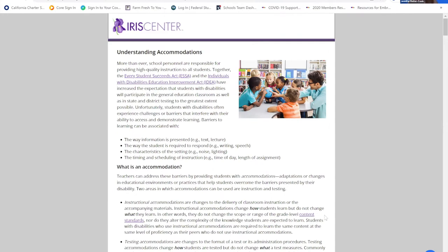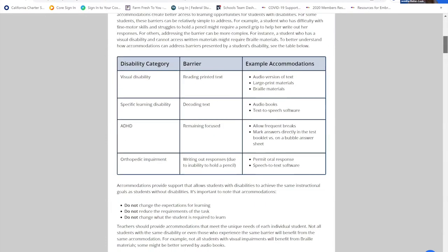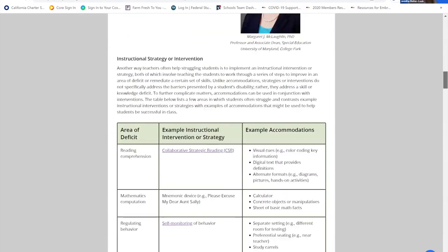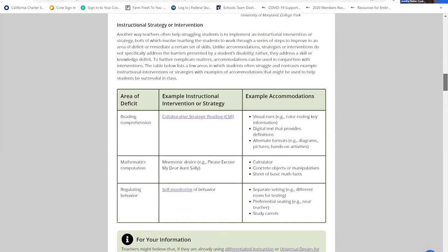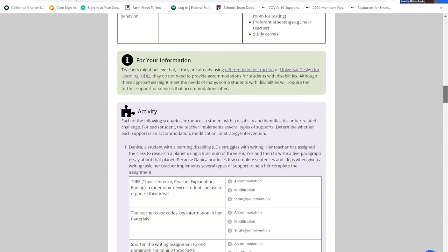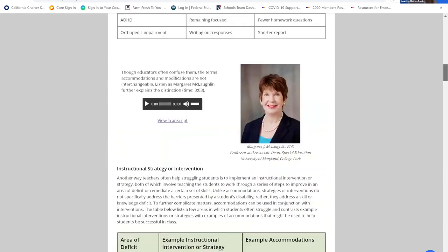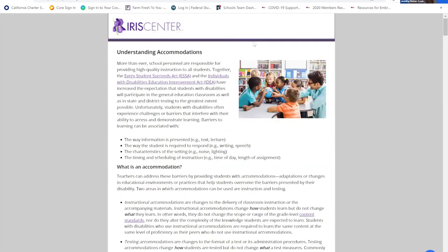But this, Iris, again, take some time to go through this when you can, and also look at the other resources that Iris has, because like I said, all of these include links, and you can go into different activities and examples, and it's just so helpful and a really, really great resource.